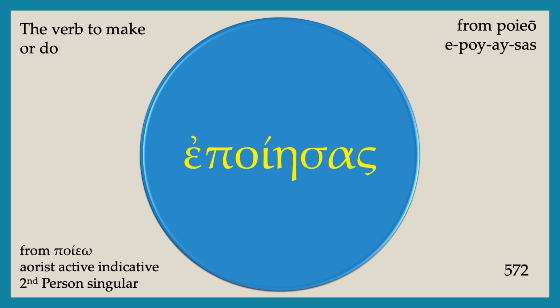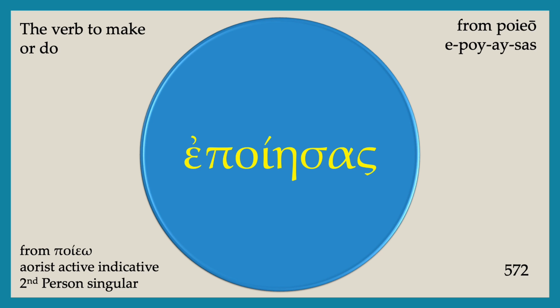And then for the last example here, I've got the verb to make or to do, poieo. An example of putting that into the aorist I've taken from Matthew 18, and it's got a question mark after it. It says, ti epoiesas. What did you do? You singular in this case. What did you do? Ti epoiesas. The verb poieo in all its forms is used 572 times in the New Testament. So again, one of the most common verbs that we will see.